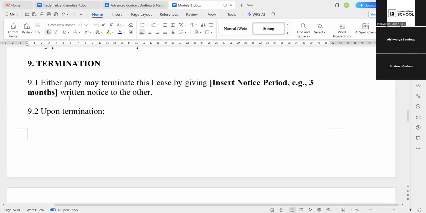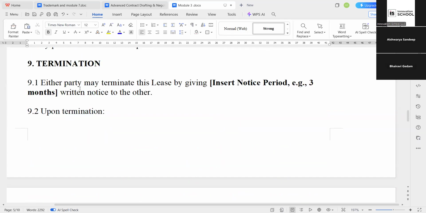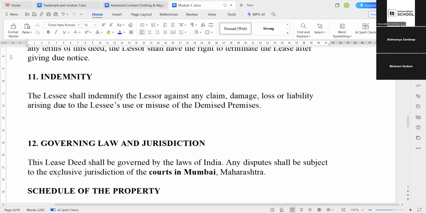Now moving further, your termination details and all will be stated, such as how the security deposit will be given, how rent will be given, how rent will be reduced, etc. Here the term for default is 2 months. Generally we give a term of 3 months, but in this case it is 2 months. Indemnity: here they are saying that in case of any claim, damage, loss or liability arising due to the lessee's use or misuse of the premises, he will indemnify.